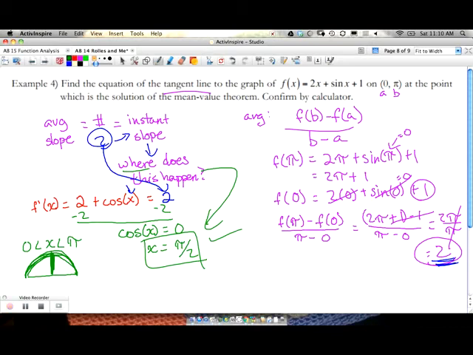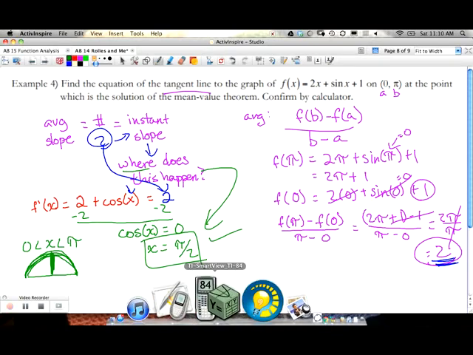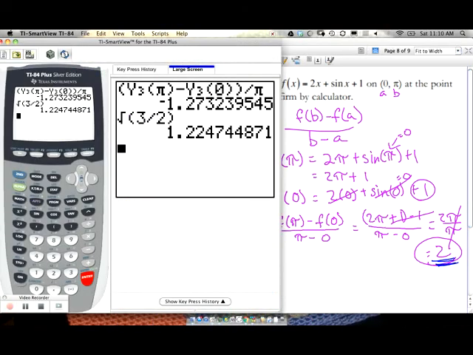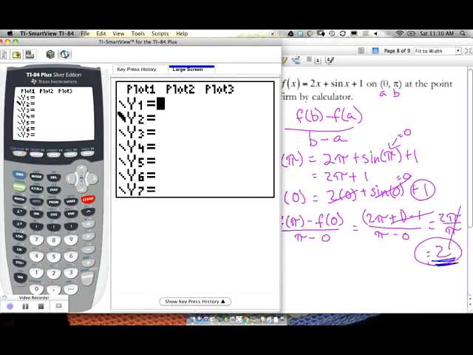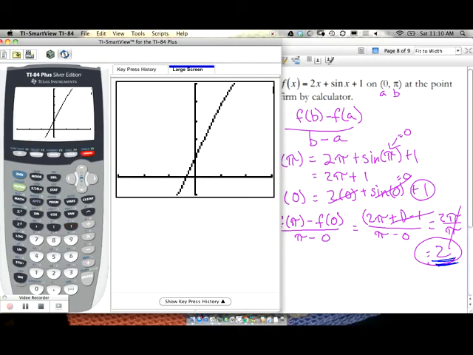Done. Confirmed by calculator. Okay, so we got to plug this into our calculator just to make sure. So I'm going to go plug in the function here. This function is 2x plus sine x plus 1. Oh, we got to close off that sine of x. Plus 1. All right, let's graph.